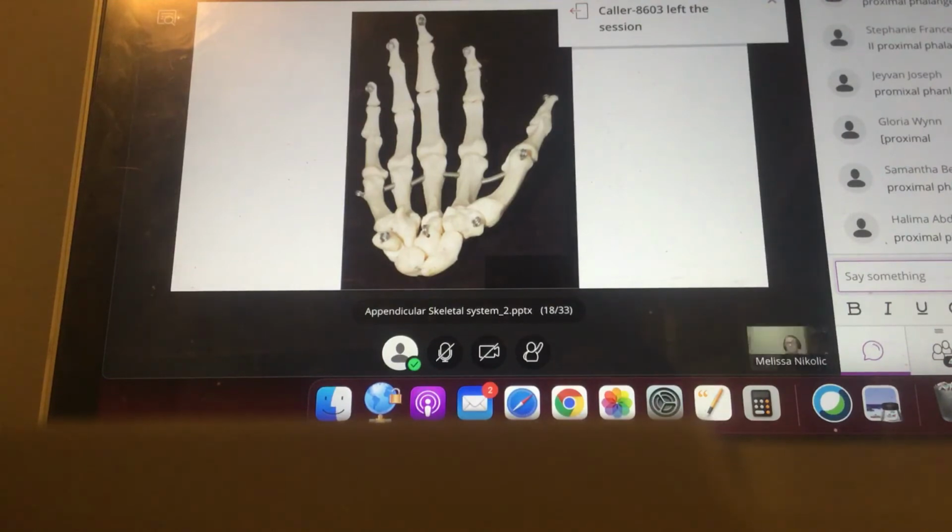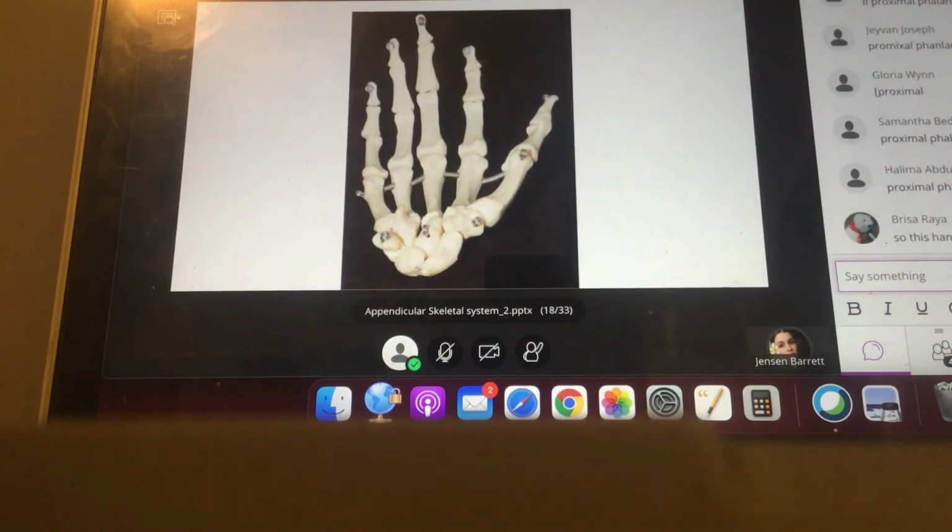Yep. So again, when you do this, Jensen, go ahead. I remember earlier when we were going over the hand, you asked us what this one was. We all said proximal phalanges number 2. Earlier you said this was medial. So does that matter? It does matter, because remember the phalange.